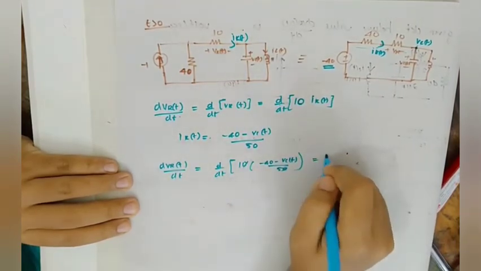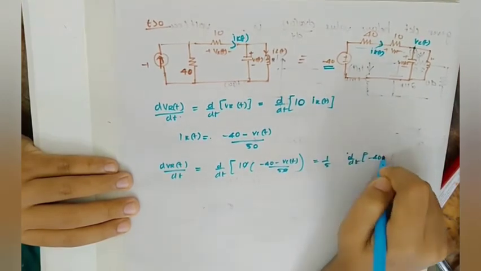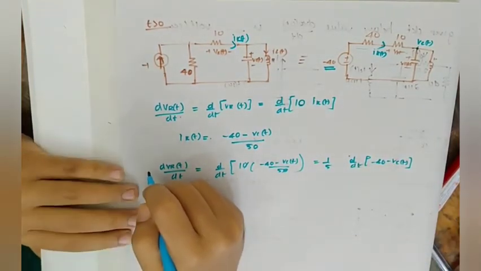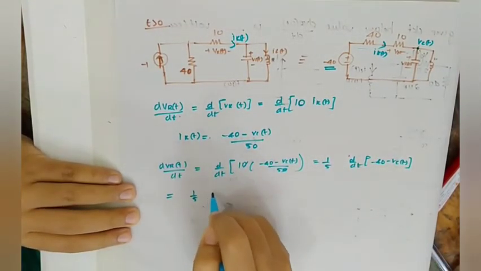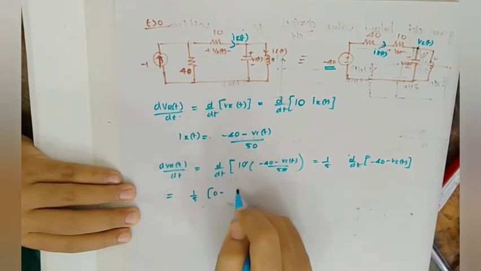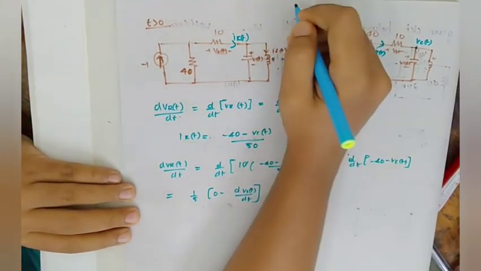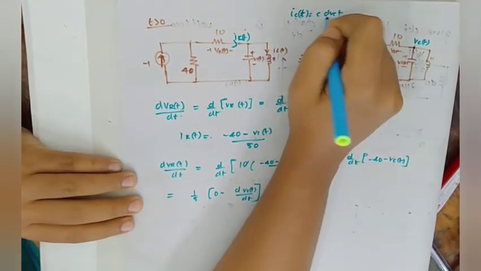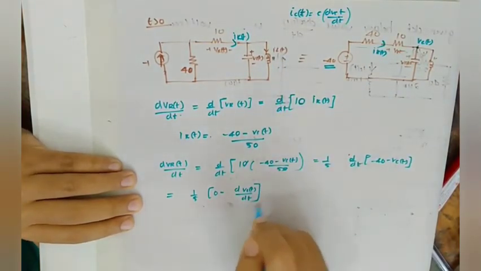Okay, I'll take 1 by 5 outside. We'll get d by dt of minus 40 minus Vc of t. So what will we get? 1 by 5 into 0 minus dVc of t divided by dt. So what is dVc? What is the current across the capacitor? IC of t equal to C into dVc of t divided by dt. So instead of dVc of t I can write IC of t divided by C, right?